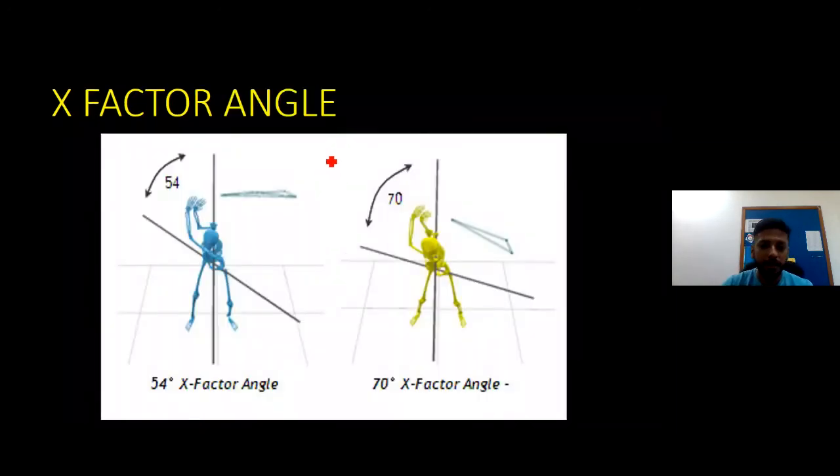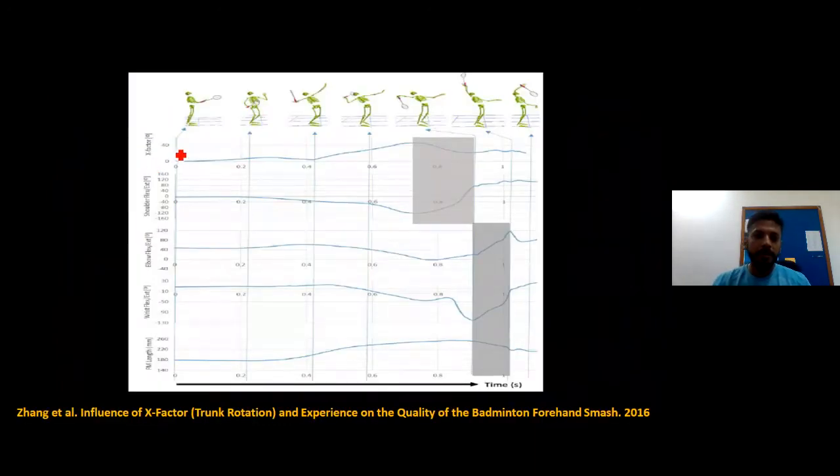For example, the X factor angle here is almost 54 degrees, whereas here it is 70 degrees. If you are able to create an excessive angle here, that means you are able to stretch your oblique muscles properly. It is a kind of stretch shortening cycle: you stretch it and then you deliver a force. This is a study where they checked the influence of trunk rotation, basically the X factor, on the quality of the badminton forehand smash.